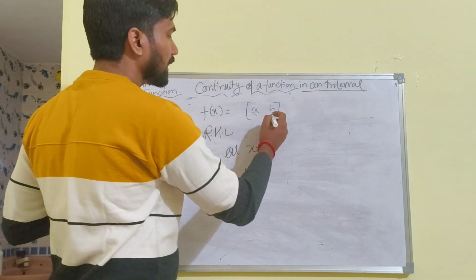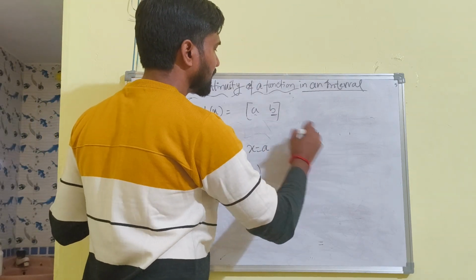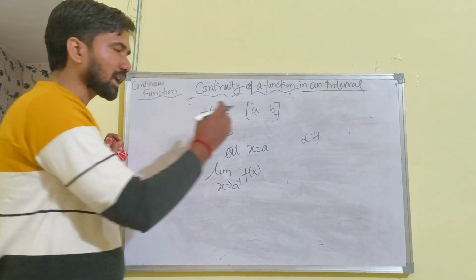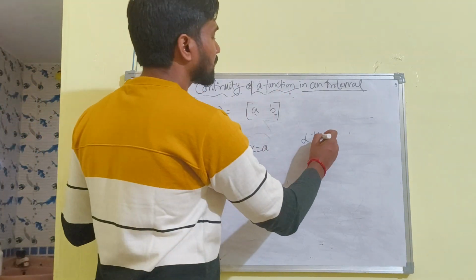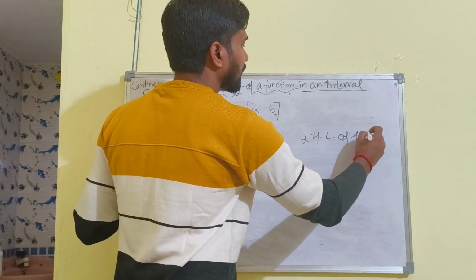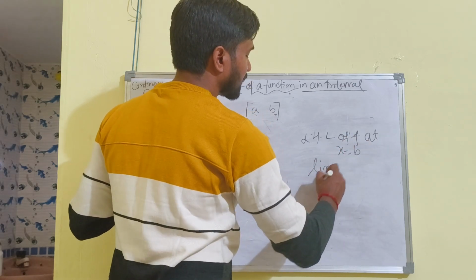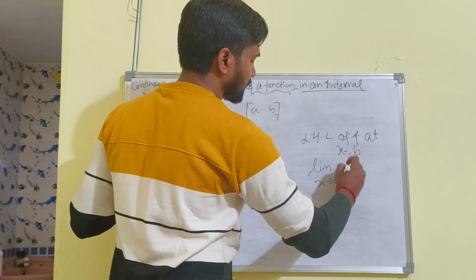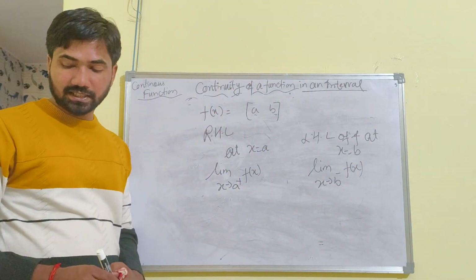And on b, we have to check the left hand limit. Left hand limit means we check up to this point, because after this the function is not defined. So before this, we have to check the left hand limit of function f at x equal to b, meaning limit x tends to b minus of f(x).